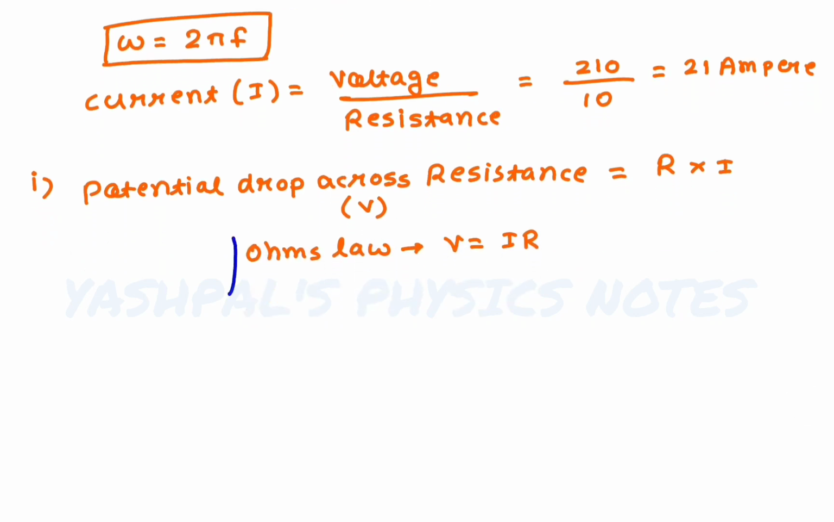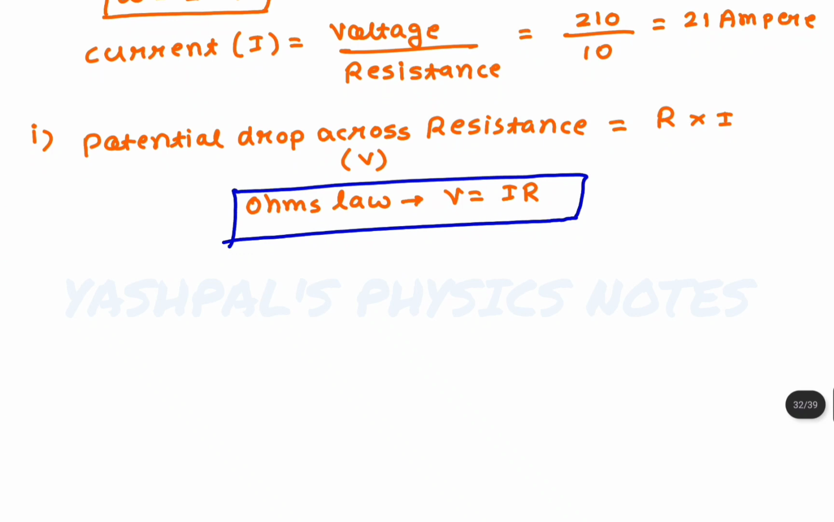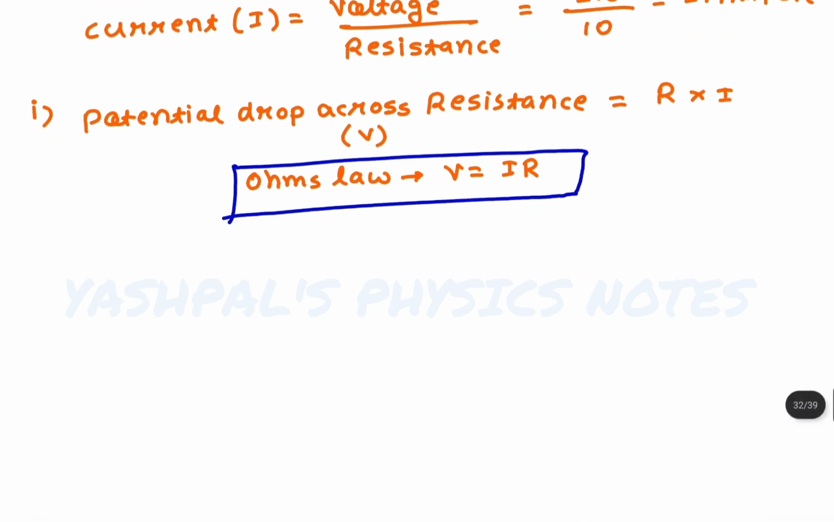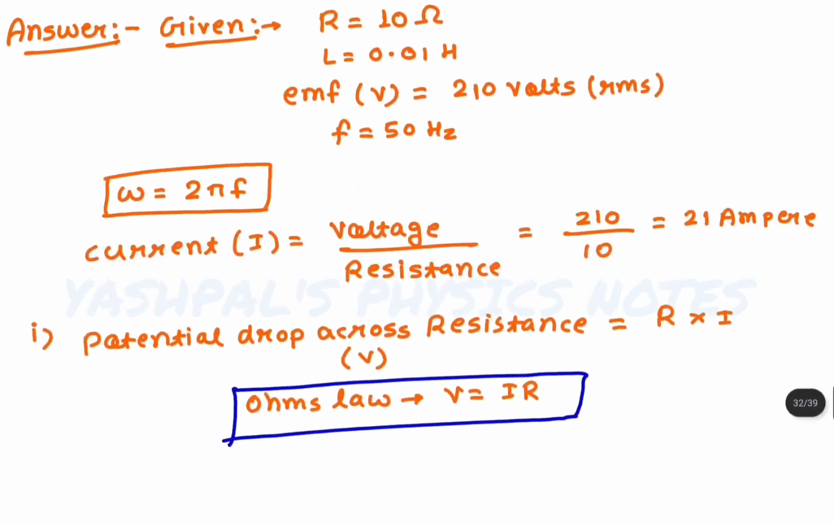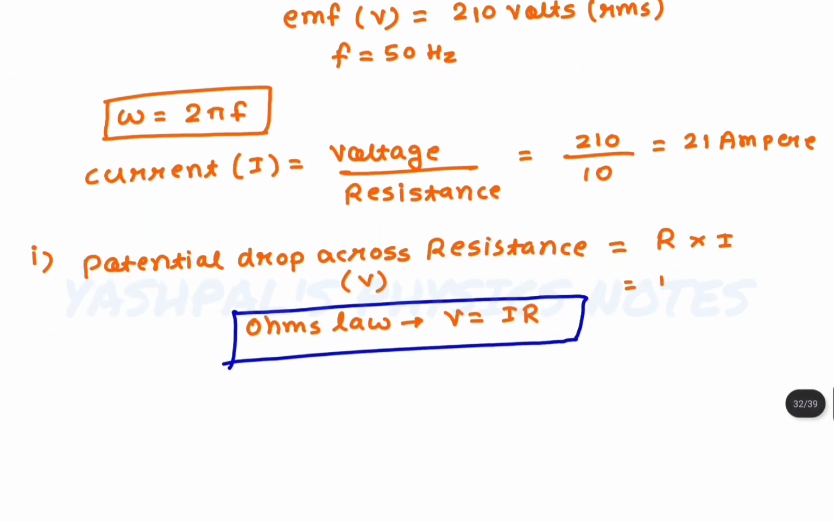This is extra data, just for your understanding. No need to write it in the exam. You just have to write potential drop across resistance is equal to R I. So what is the value of R? Value of R is 10. And we have just found the current I, it is 21. So potential drop is nothing but 210 volts.